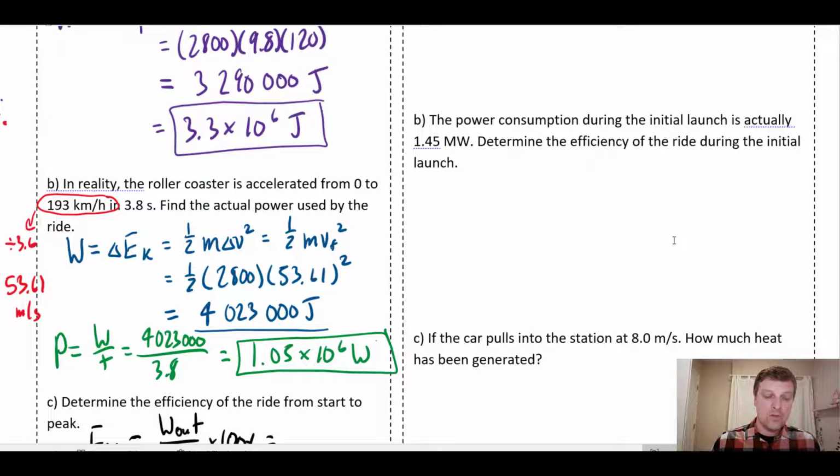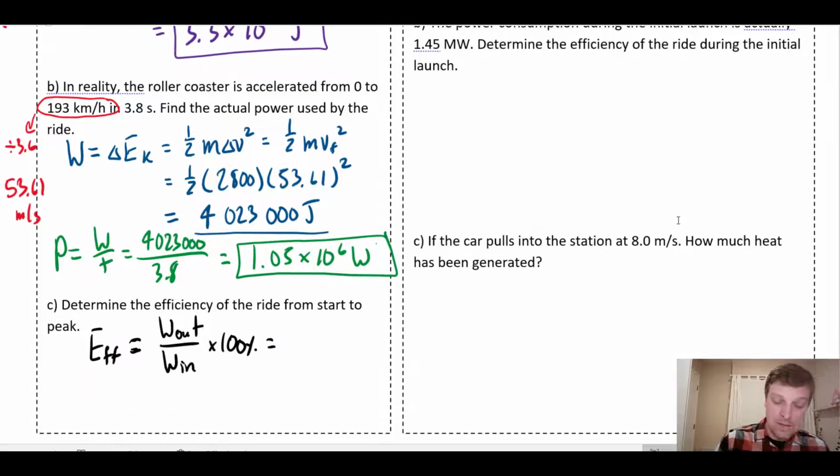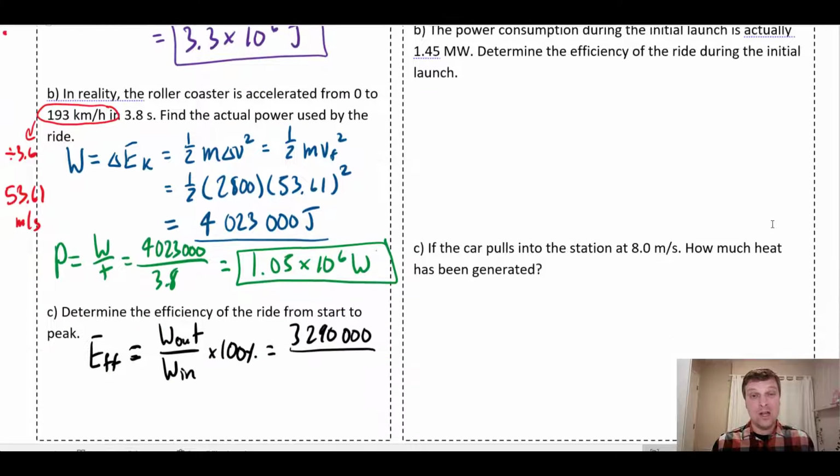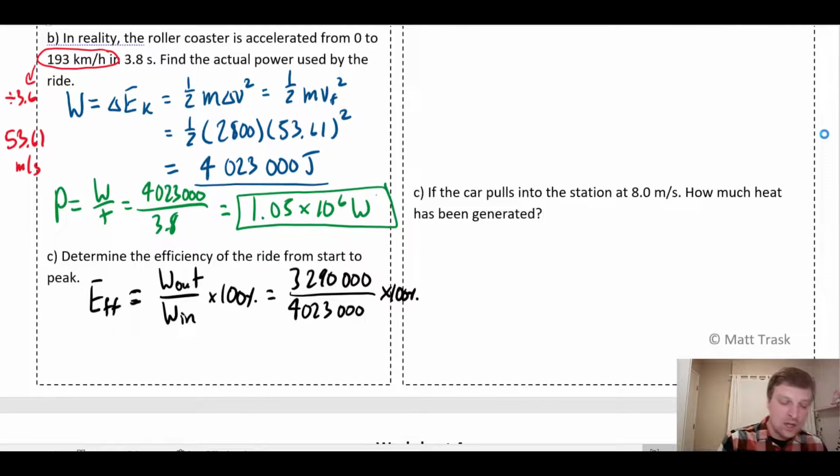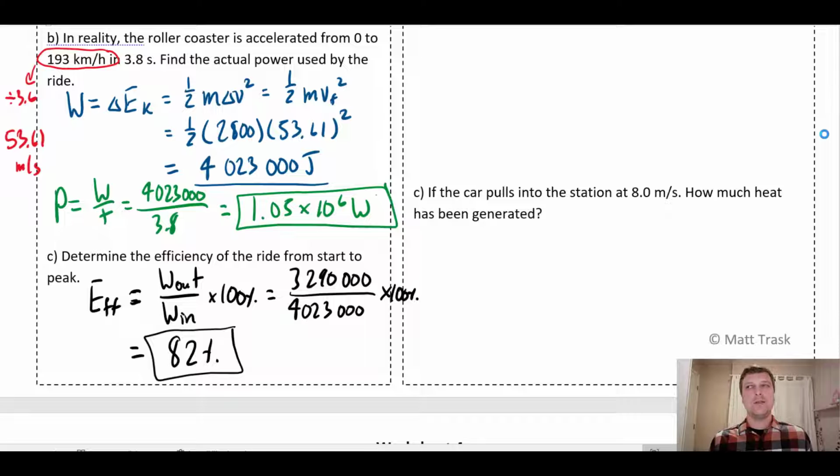This 3,290,000 joules is my work output. And what did I have to put in? Well, I had to put in 4,023,000 joules for it to work, and I'll multiply it by 100% just to get a percentage. So this whole thing ends up being right around 82% efficient, which, I don't know, actually sounds maybe a little bit high. I feel like this machine maybe wouldn't be quite that efficient, but who knows?